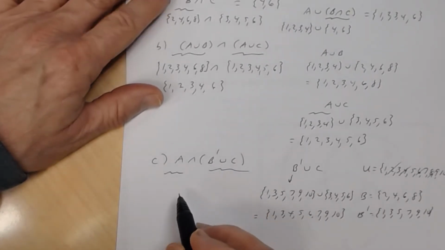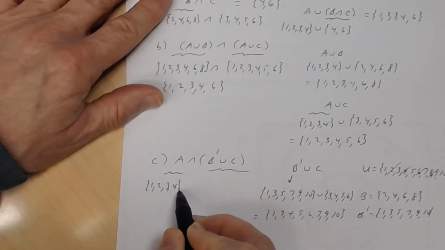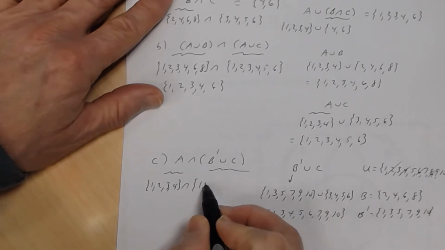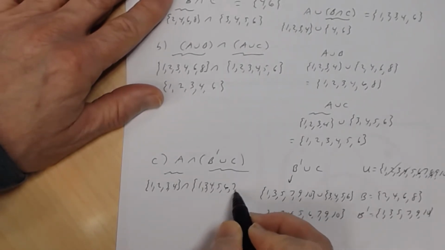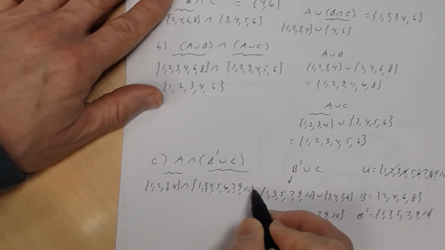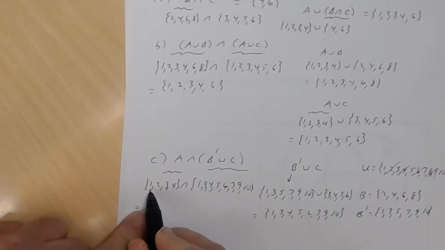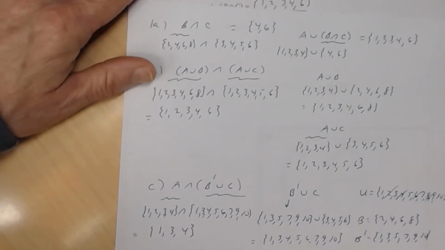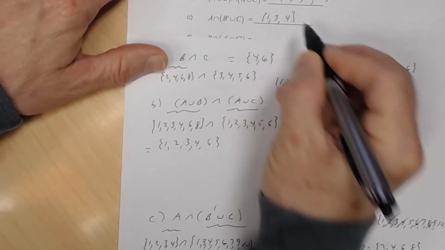So A then, remember, is 1, 2, 3, 4, intersect this set here, which is 1, 3, 4, 5, 6, 7, 9, and 10. And so therefore the intersection then would be, let's see, there's 1, 3, and 4. So that's it, 1, 3, and 4. So that's going to go here. So 1, 3, and 4.